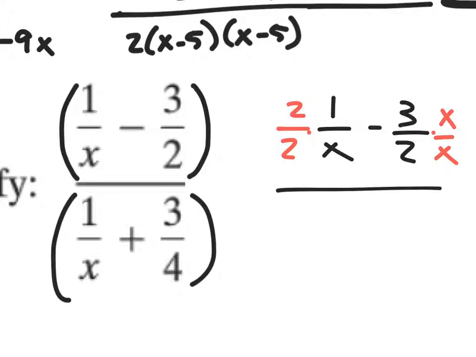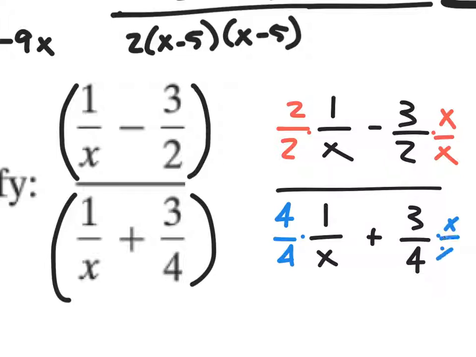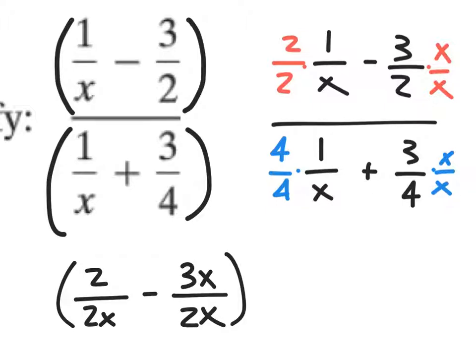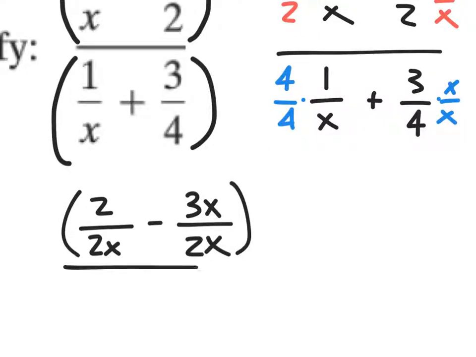Okay. In my denominator here, I've got 1 over x plus 3 over 4. I'm going to multiply this one by 4 over 4 to get a common denominator. Multiply this by x over x. Okay. So what I then have is 2 over 2x minus 3x over 2x. Okay, that's your numerator. Then your denominator is going to be 4 over 4x minus 3x over 4x.